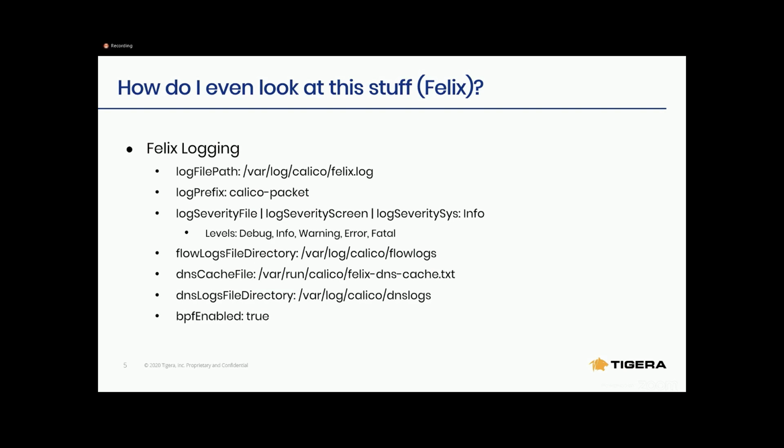On top of this, with Calico Enterprise, you have the option to log your flow logs. By default, that is in /var/log/calico/flowlogs. We also have a DNS policy feature, so Felix will maintain a DNS cache file, and that is in /var/run/calico/felix-dns-cache.txt.